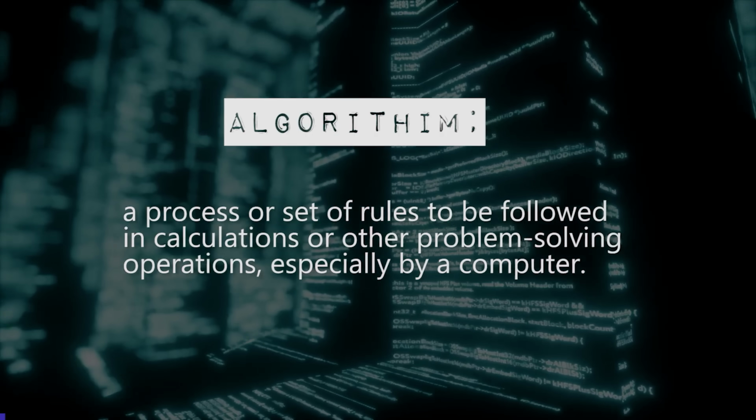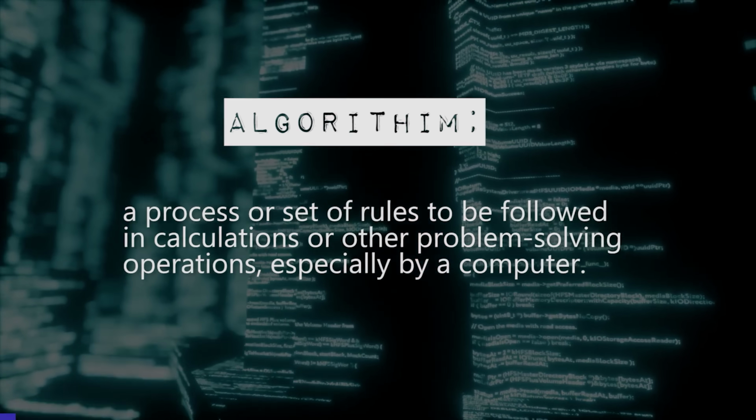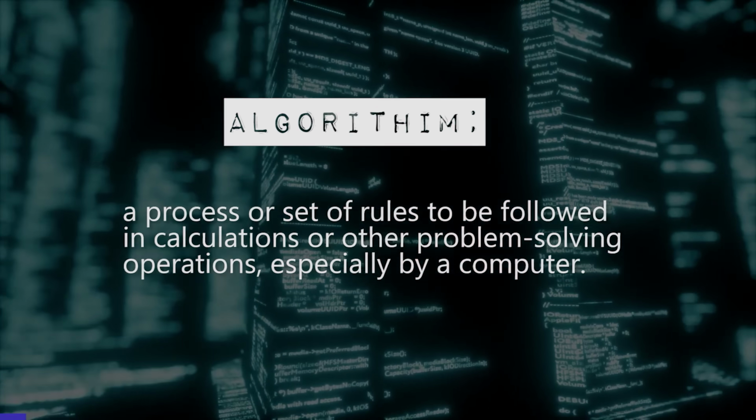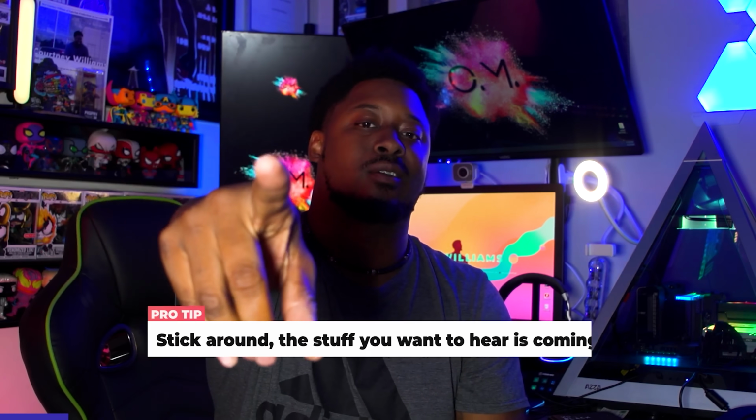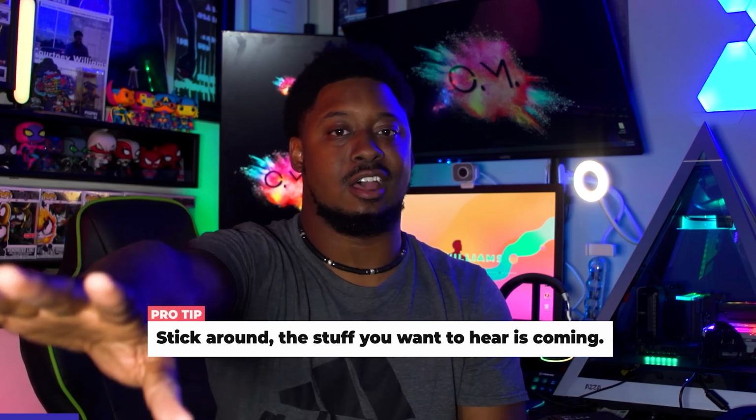An algorithm, by definition, is a process or set of rules to be followed in calculations or problem-solving operations, especially by a computer. It's automated reasoning to achieve a desired result. Please don't leave the video quite yet. This will get better. It's not going to be all math jargon.